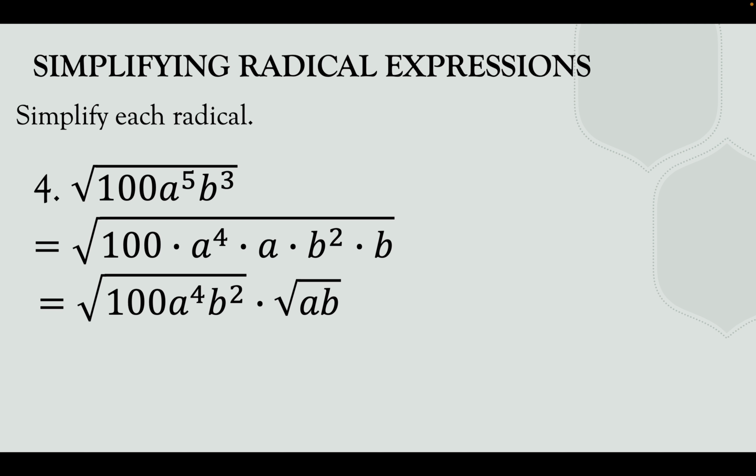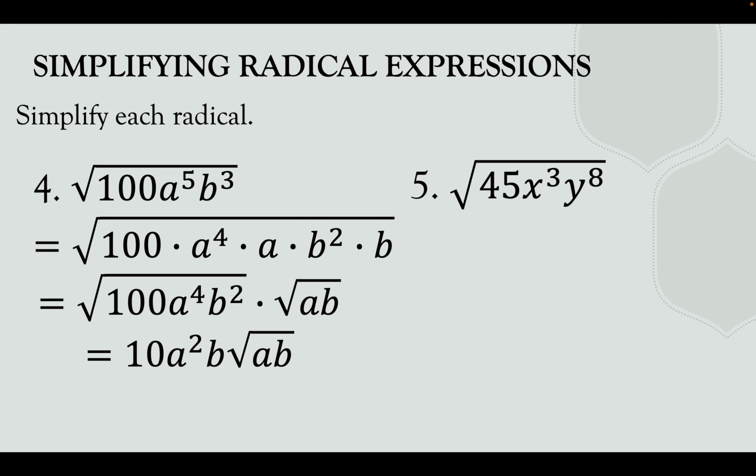So we have here square root of 100 a raised to 4 b squared times square root of a and b. So we have square root of 100 is 10, square root of a raised to 4 is a squared, square root of b squared is b, and then just copy the remaining radical sign there. So we have 10 a squared b square root of a b.